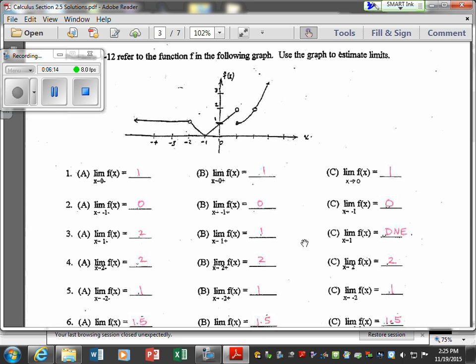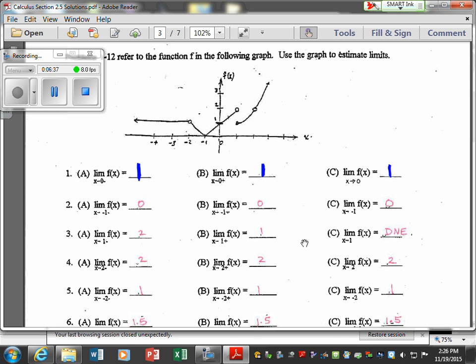The limit as x approaches 0 from the left. So I'm going along, approaching 0 from the left, I'm at 1. Approaching 0 from the right, and I'm at 1. Well, if the left-hand limit is equal to the right-hand limit, then just the limit of f of x in general is 1. Okay, we move that.